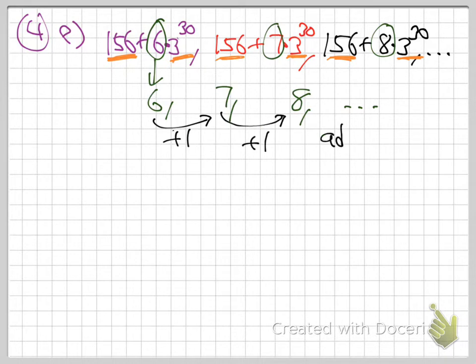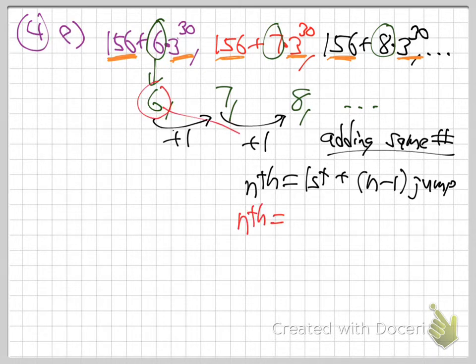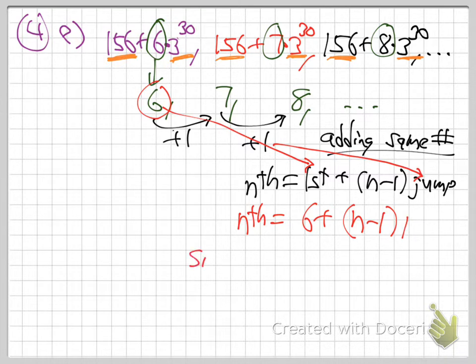So it's adding the same number each time, so we can use the formula. Nth term is the first term plus n minus 1 times the jump. So the nth term is going to be the first term, which is 6, plus n minus 1 times the jump. What's the jump? What's it going up by every time? 1. And then simplify.